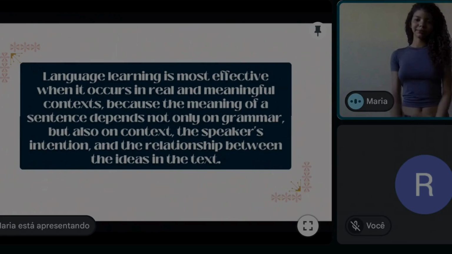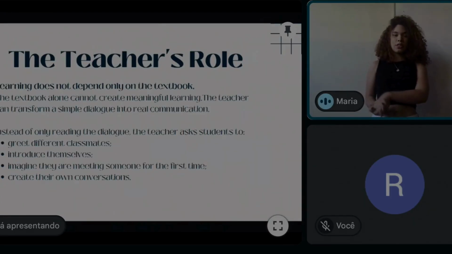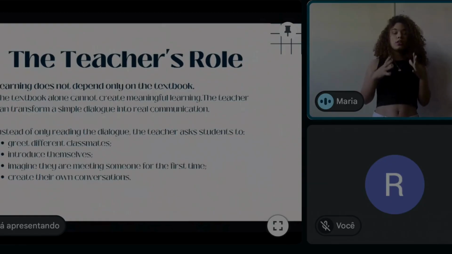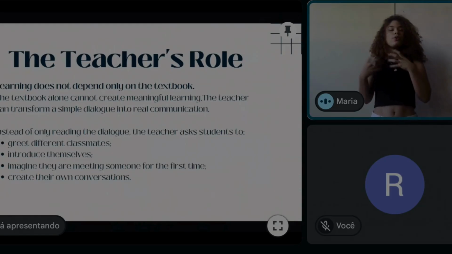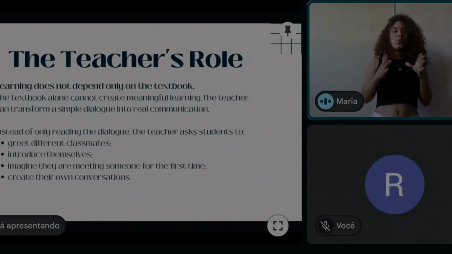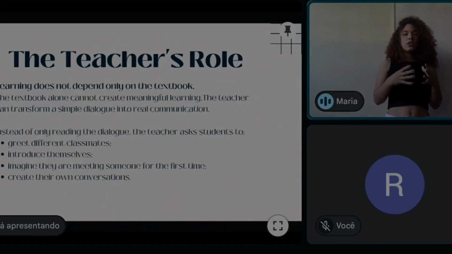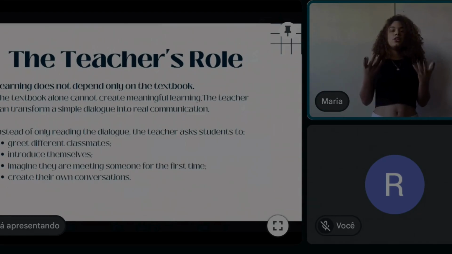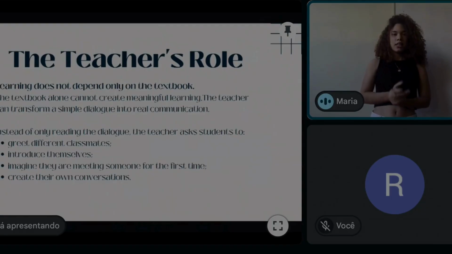to a context. In contextualized linguistic input, the teacher's role is very important because learning does not depend only on the textbook. Textbooks alone cannot create meaningful learning. The teacher can transform a simple dialogue into real communication. A textbook with images, dialogues, or stories cannot make a student learn automatically, because language depends on communication, the use of the language, the practice.